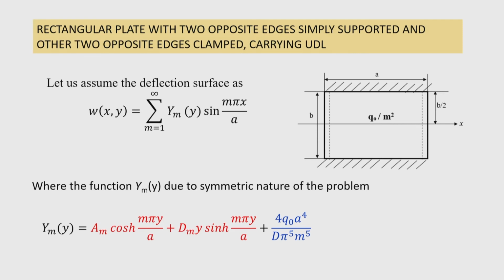Now, let us see a problem where the rectangular plate has dimensions a cross b and thickness h. So, the flexural rigidity D is E h cube divided by 12 times (1 minus mu square). The plate is loaded with q naught, the loading intensity per unit area. And since it is symmetrical, we take the x axis passing through the center of the edges which is parallel to the y axis.